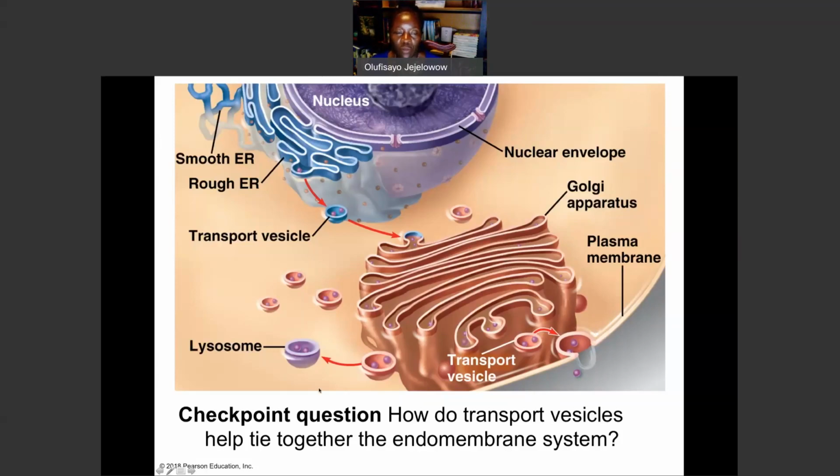If it's bound for use inside the same cell, such as the creation of a lysosome, then the vesicle bolts off into the cytoplasm of the cell. So remember, checkpoint question: email me how transport vesicles are tied to the endomembrane system.